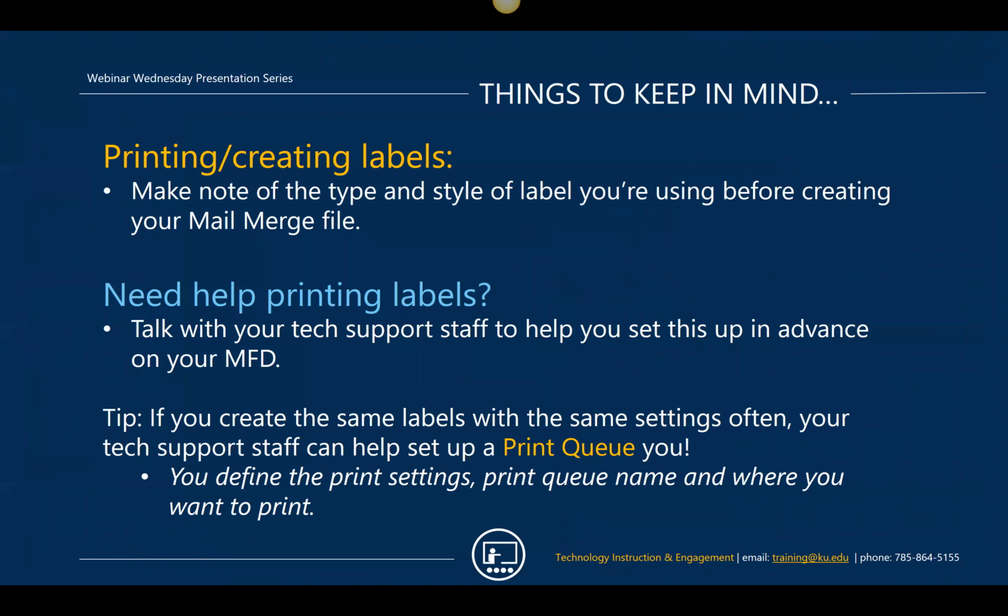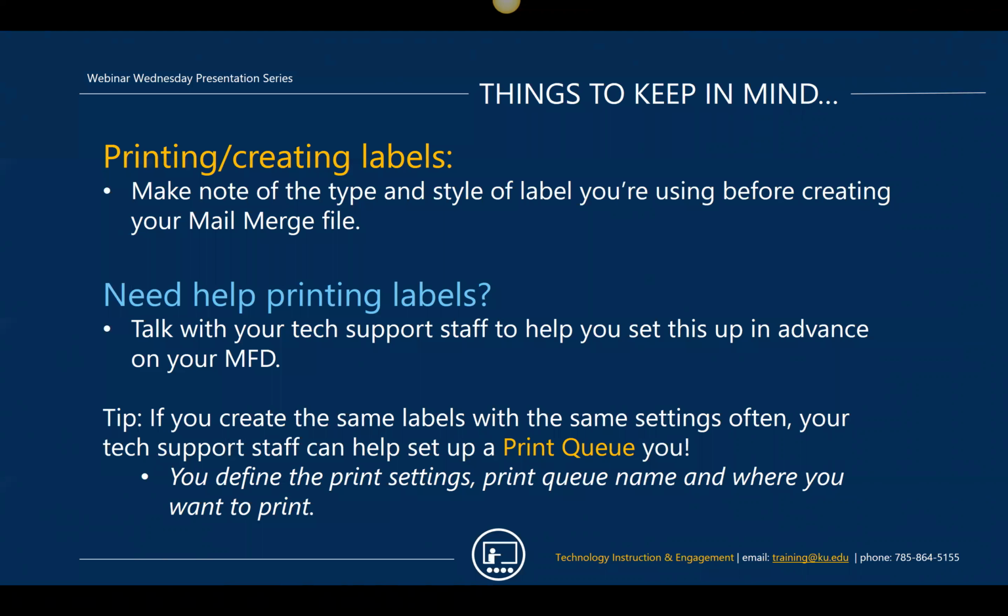One tip that I have here is if you print the same labels all the time and they have the exact same settings, so if I'm always using that Office Depot label and I'm always using the same settings for that, you can talk with your tech support staff and they can set up what's called a print queue. And the print queue is just an easier way for you to print these same things over and over again.